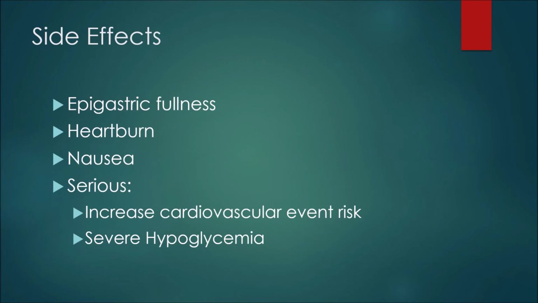As with all medications, there are some side effects or adverse reactions that patients may experience while using Tolbutamide, so I'll go over some of those here now. Some patients may experience epigastric fullness, as well as heartburn or nausea. Two serious side effects that may happen with Tolbutamide would be an increase in cardiovascular event risk, or severe hypoglycemia or low blood sugar. Alright everybody, that's all we're going to talk about today with Tolbutamide or Orinase.